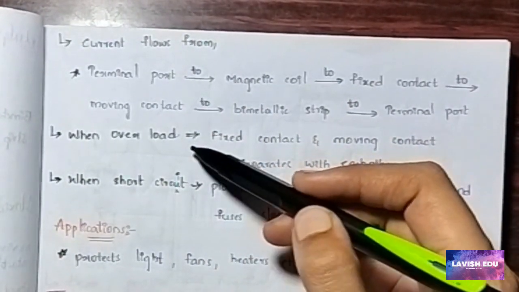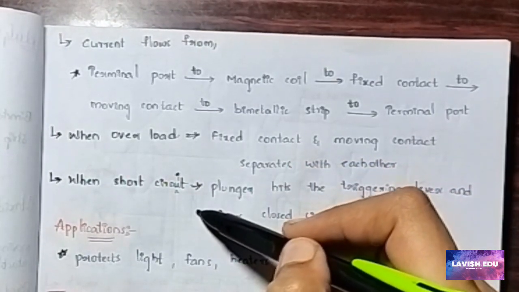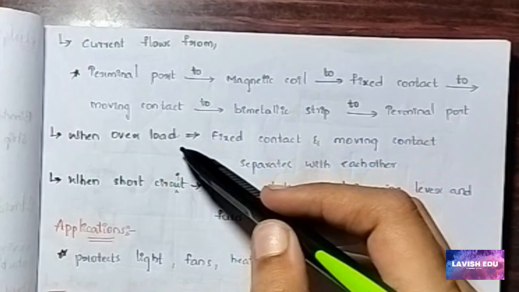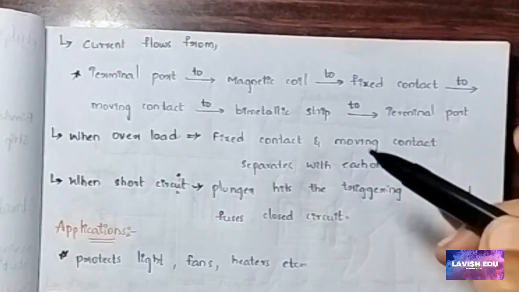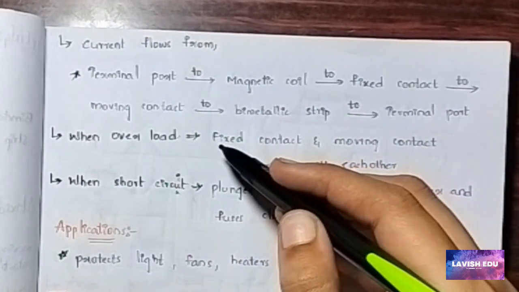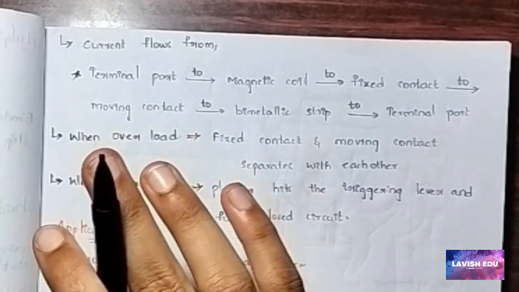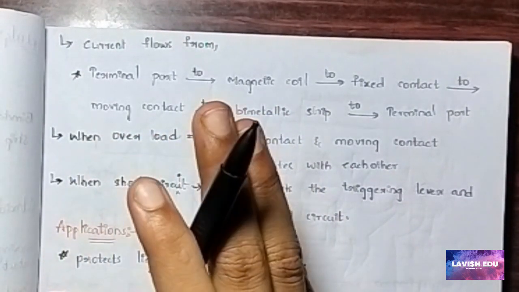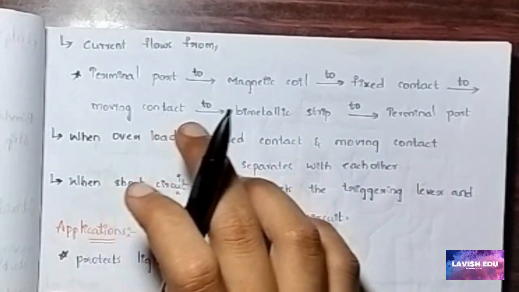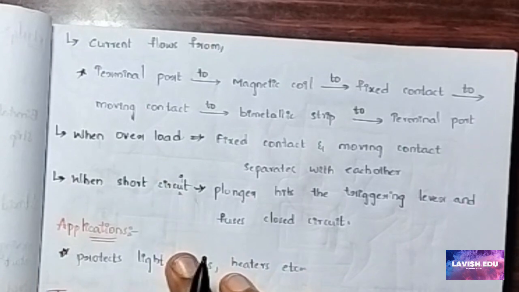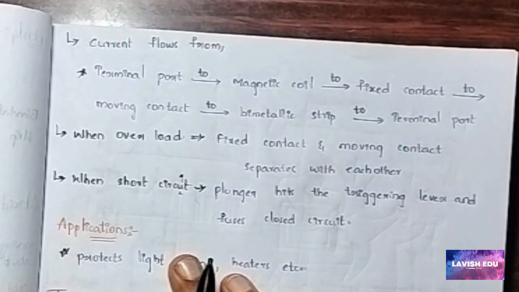Next, there are two conditions as we have discussed above. One is overload condition, another one is short circuit condition. What we have said is, in overload condition, the fixed contact and moving contact separate from each other. We know that the bimetallic strip and the triggering lever are coupled with each other. As the bimetallic strip bends, the triggering lever also separates the moving contact and the fixed contact, that we have discussed above. Now, in short circuit condition, the plunger hits the triggering lever and fuses, closing the circuit.